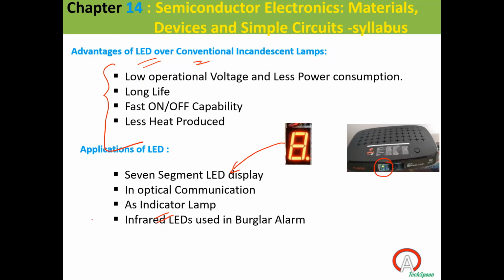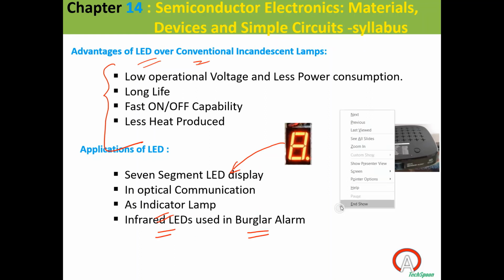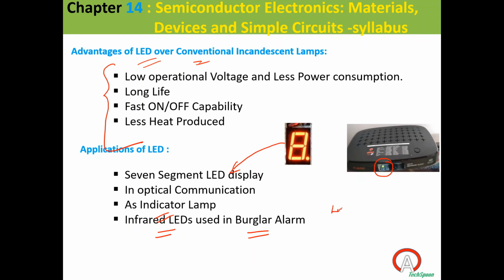Another one is the infrared LED, which is a different type of LED used as a burglar alarm. It is used as a combination of an LED, where light from the LED will pass, and here we will use a photodiode. So light energy will be incident and the photodiode will give some kind of current, which will be detected.